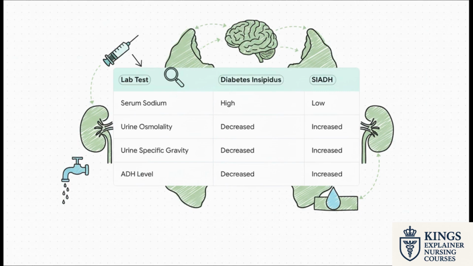In DI, think about it, the patient is losing tons and tons of water. So their blood gets more concentrated, which makes their serum sodium shoot up. Their urine is the opposite. It's like water, very dilute, with a low osmolality. Now, with SIADH, they're holding on to too much water, which dilutes their blood and makes their sodium drop, while their urine becomes really concentrated. The labs really do solve the puzzle for us.